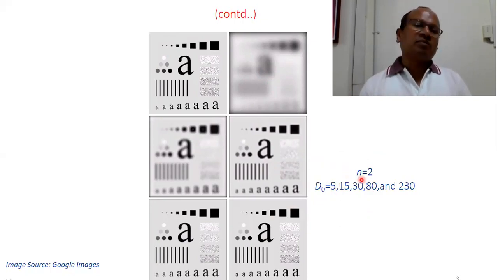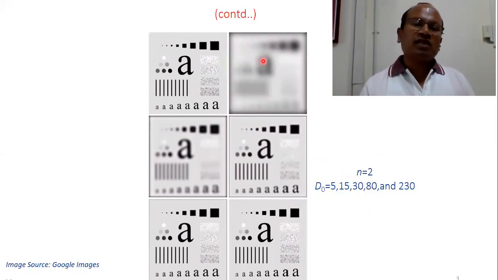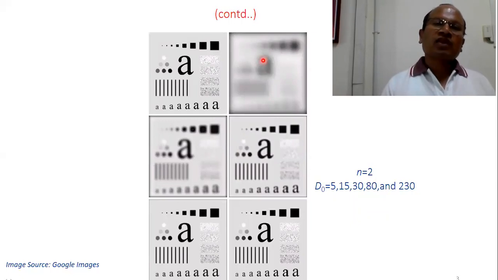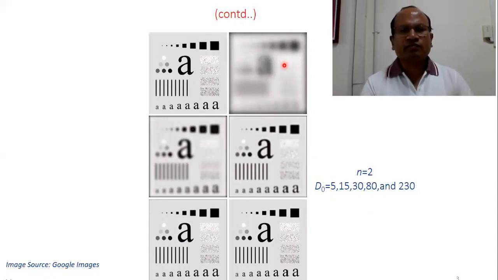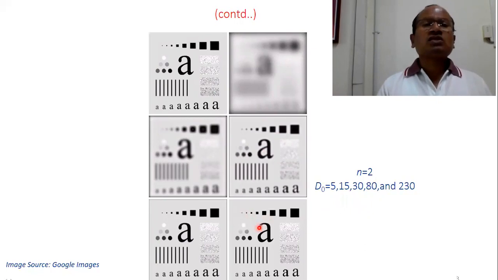When we fix the cutoff distance and the filter order, and the cutoff distance is very low, mostly a blur kind of output is obtained. But when we increase the cutoff distance with fixed filter order, almost the entire content can be seen here.